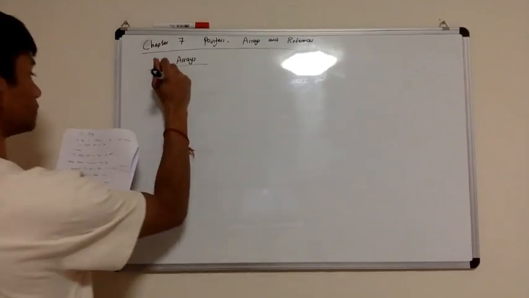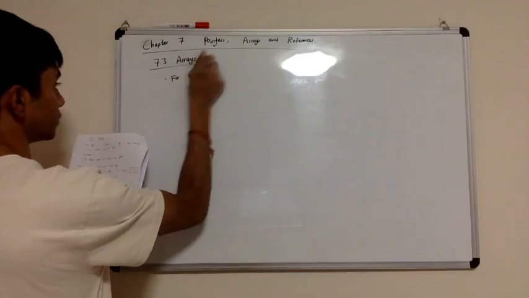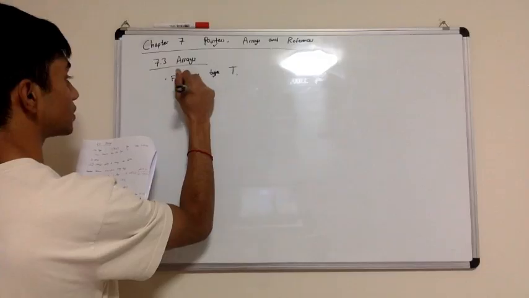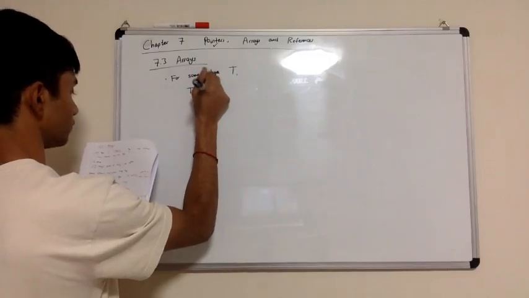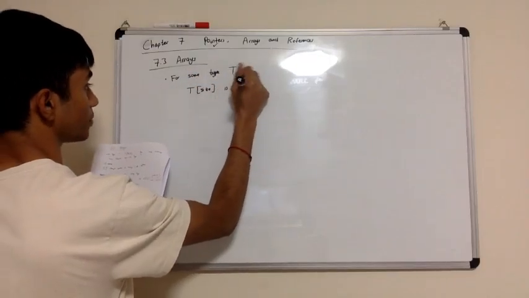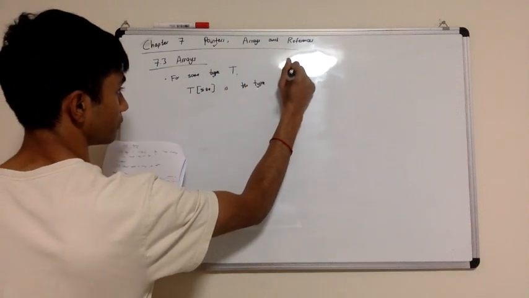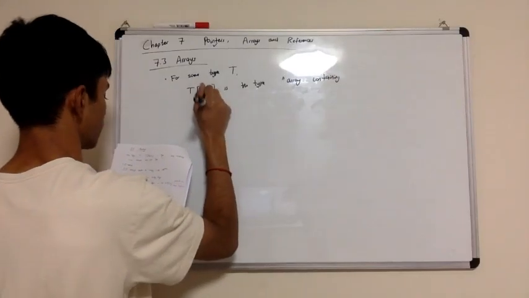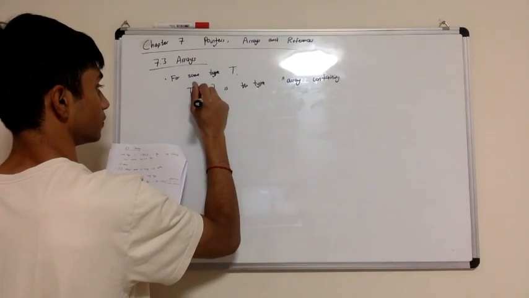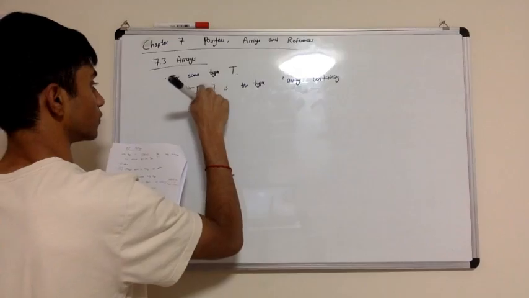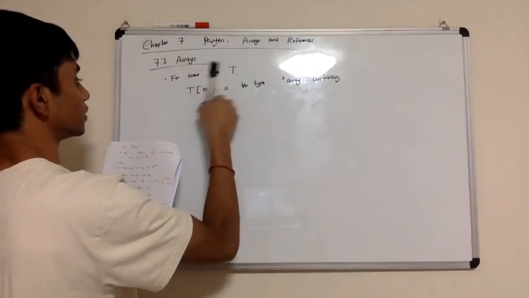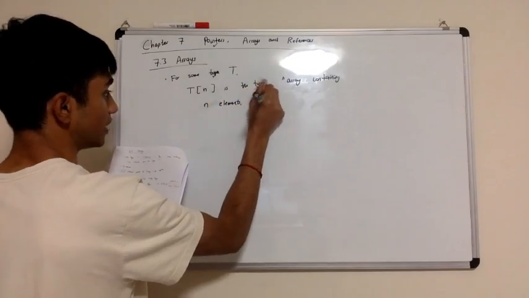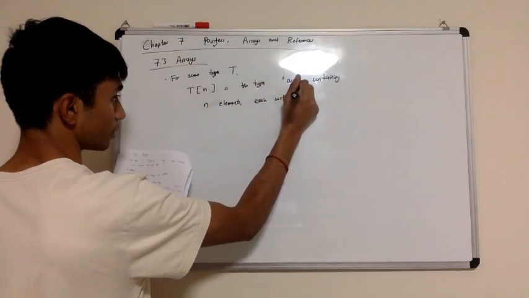So what is an array? For some type t, once again just some generic type, could be ints, could be chars, whatever we've been working on so far, if we see something like t size, it is the type array containing size, we're going to use n, where n is some positive integer, containing n elements, each element with type t.